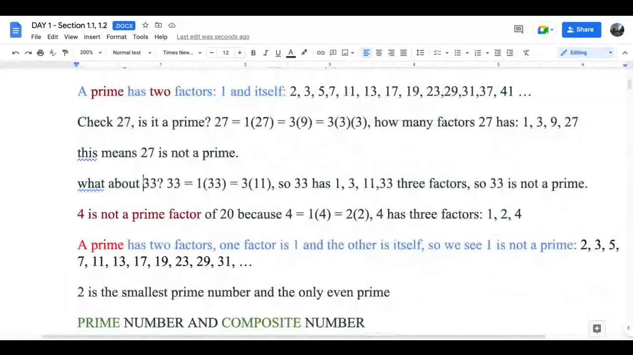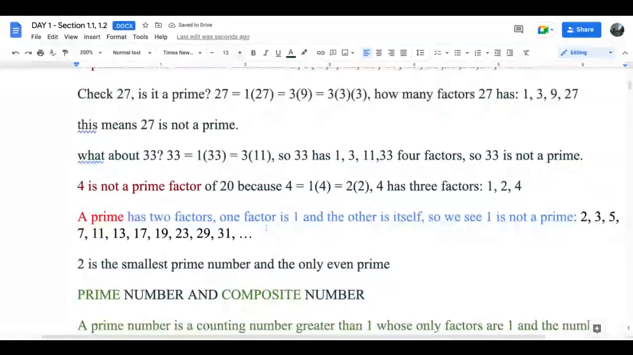Let's see the number 33. 33 can be written as 1 times 33, 3 times 11. Well, 1 is 1, right? 3 and 11 are prime numbers. So that means there are no more factors. So we have 1, 3, 11, 33. All right? 4 factors. So 33 is not a prime. 4 is not a prime, right?